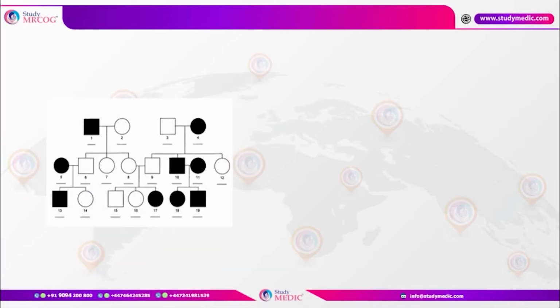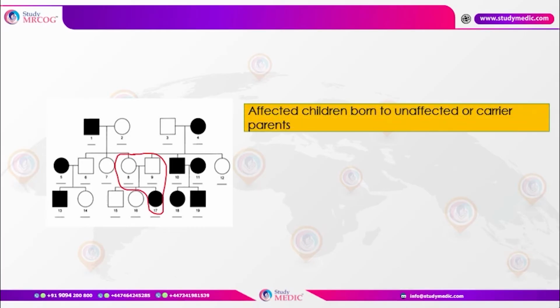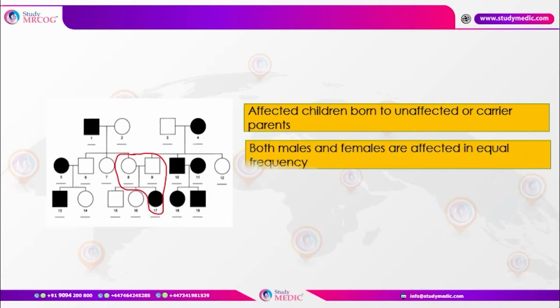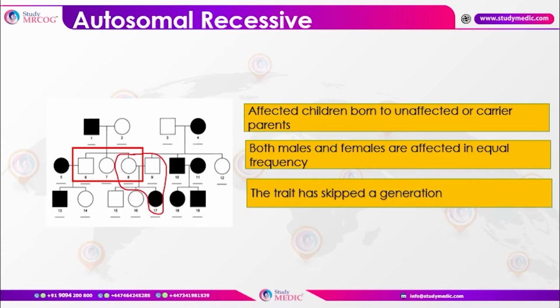So this is a pedigree chart. Now what do we see there? Affected children are born to unaffected or carrier parents. Both males and females are affected in equal frequency and the trait has skipped a generation. So this is an autosomal recessive condition.